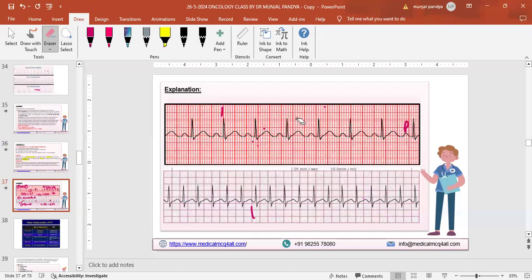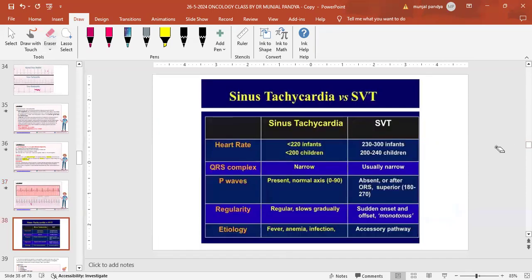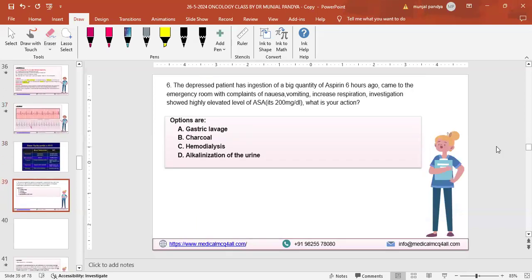So this is what the thing is. You need to remember the basics of ECGs. Mad is super brilliant in ECG. Those who have missed the ECG class, you can go and get the video from our website. There are a few recorded videos, so go and get them.